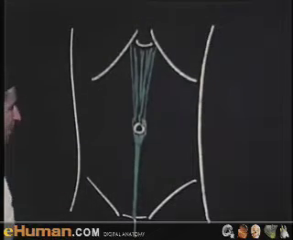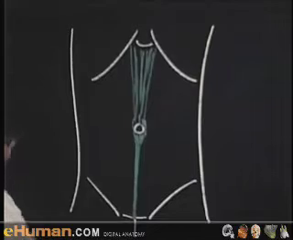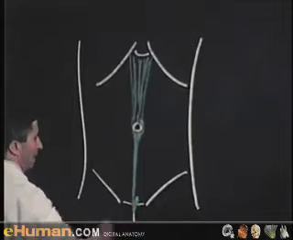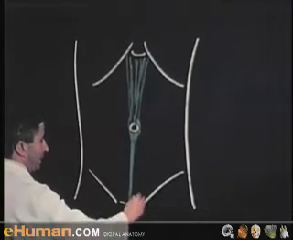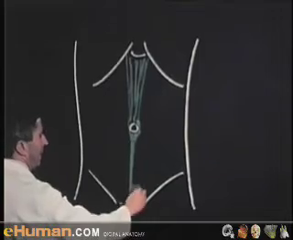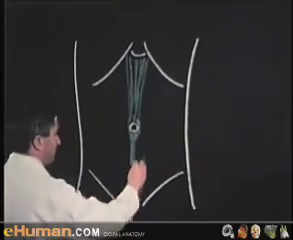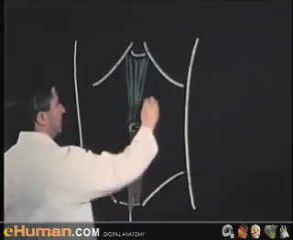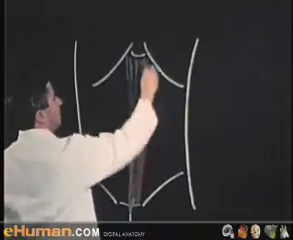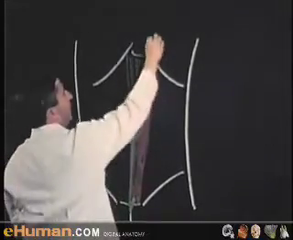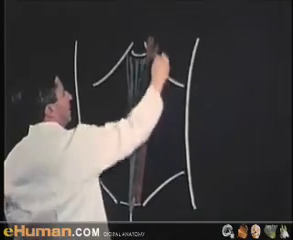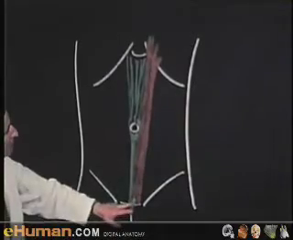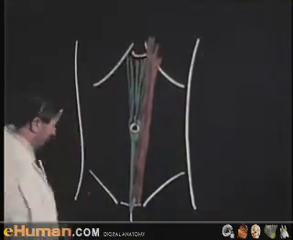Now the rectus abdominis arises by two heads, an aponeurotic head from the front of the symphysis pubis and a muscular head from the pubic crest. And the two heads come together and the muscle passes up in its rectus sheath up along the side of the linea alba in this fashion. And it is inserted by 3 slips into the 5th, the 6th, and the 7th costal cartilages. So it arises by 2 heads and is inserted by 3 slips up here.